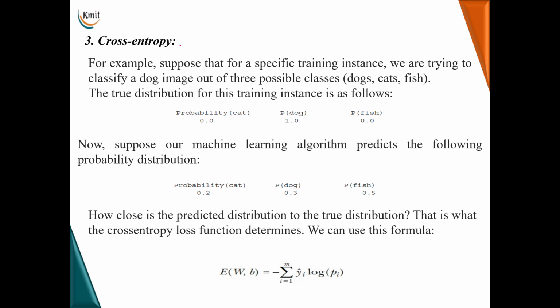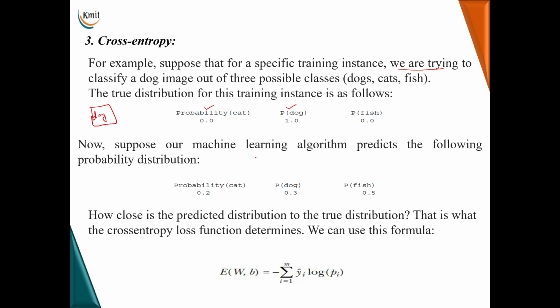Cross entropy can be better understood using this example. Suppose that we are trying to classify a dog image out of 3 possible classes: dog, cat and fish. That is, given an image of a dog, I want my machine to classify whether it is a dog, cat or fish. So the true distribution is: probability of that image belonging to cat is 0, to dog is 1, and to fish it is 0.